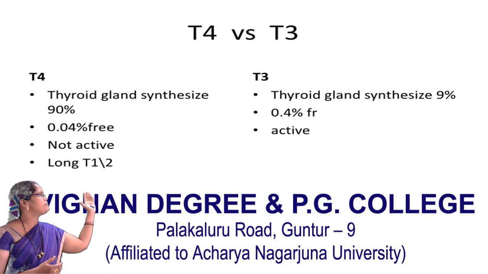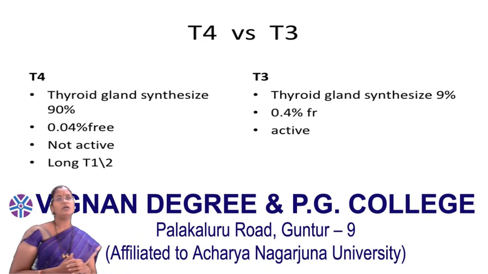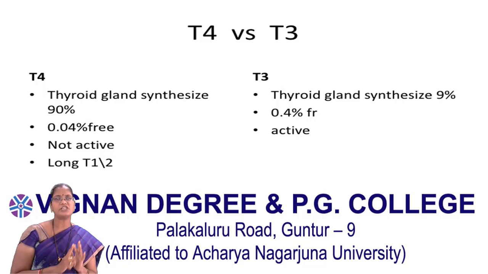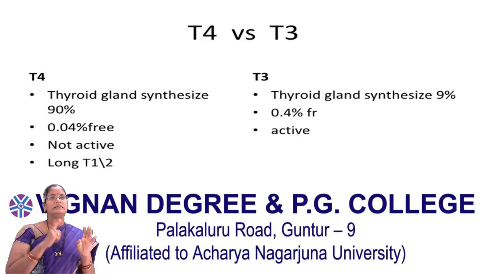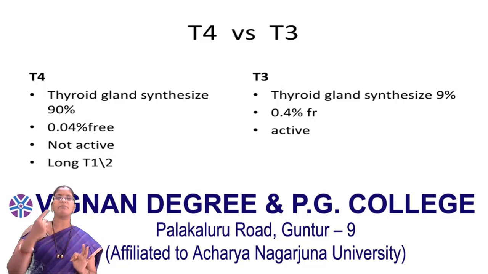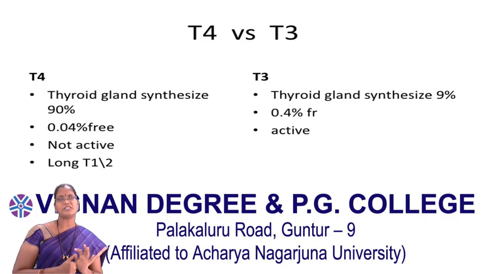Now we will see the difference between T4 hormone and T3 hormone. Coming to the T4 hormone, in thyroid gland secretion, T4 will be 90% and T3 hormone will be 9% and the remaining 1% will be calcitonin. I said that the thyroid gland will be secreting three types of hormones: T3, T4 and calcitonin. Among them, T4 will constitute 90% of the thyroid hormone secretions. T3 will be 9% and the remaining 1% will be constituted by calcitonin.